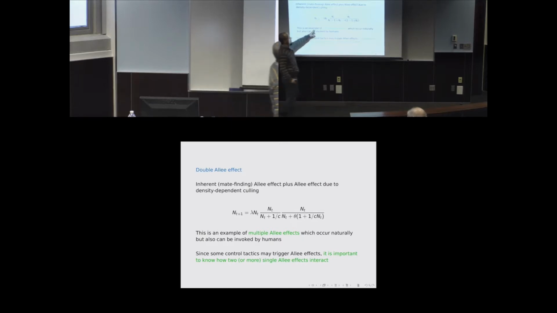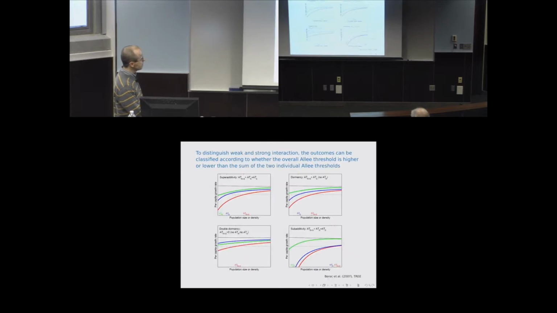So whether it is more effective to use this kind of control if there is already some inherent Allee effect, or whether it's sufficient just to use here time-independent kind of control. So to answer this question, we need to consider how the two Allee effects interact in the population. And there are essentially four interesting ways of how two-component Allee effects interact.